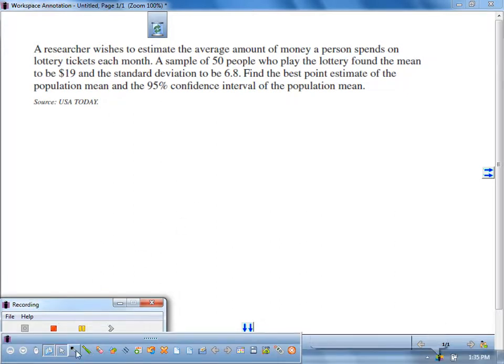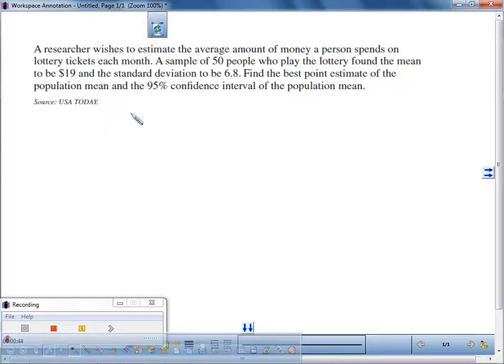Let's start out by listing what we do know, and then we'll come up with the formulas that we need. First of all, our sample size is 50, so they asked 50 people how much they spend on lotto tickets. The mean for the sample was X bar, which is $19, and then the standard deviation was 6.8.